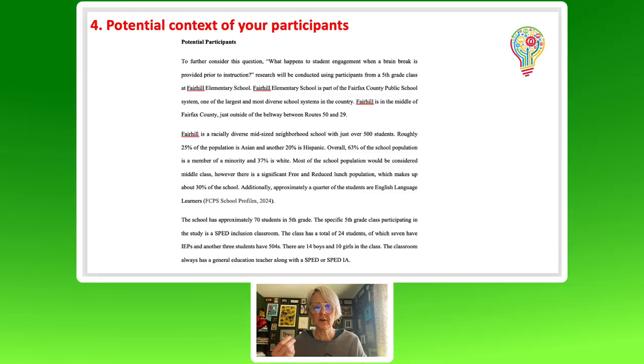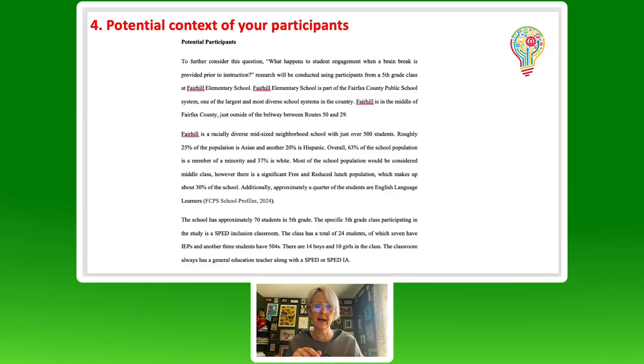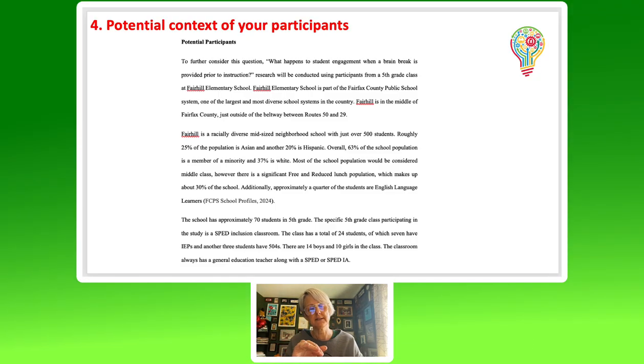To further consider this question, it was a 5th grade class at Fairhill Elementary. It's in the middle of Fairfax. It's racially diverse. And because it's a proposal, you can use the school name, etc. You don't have to blind anything, that means take out names. So you can use this specifically to a certain school, and you can see why using a particular context would be easier in the long run.